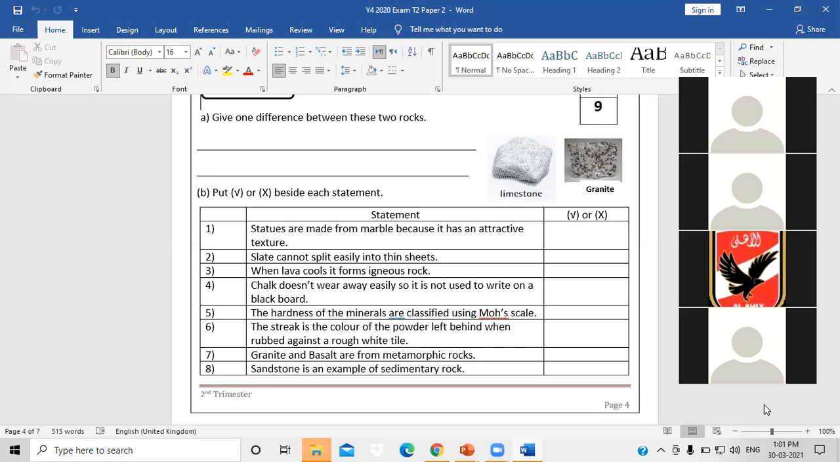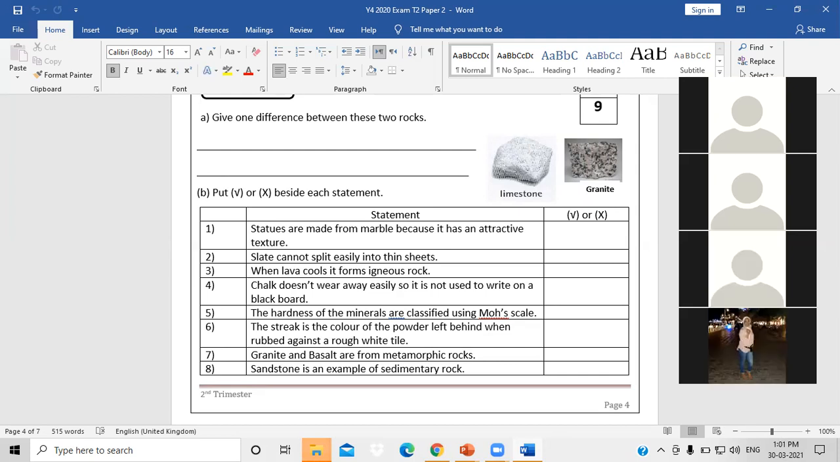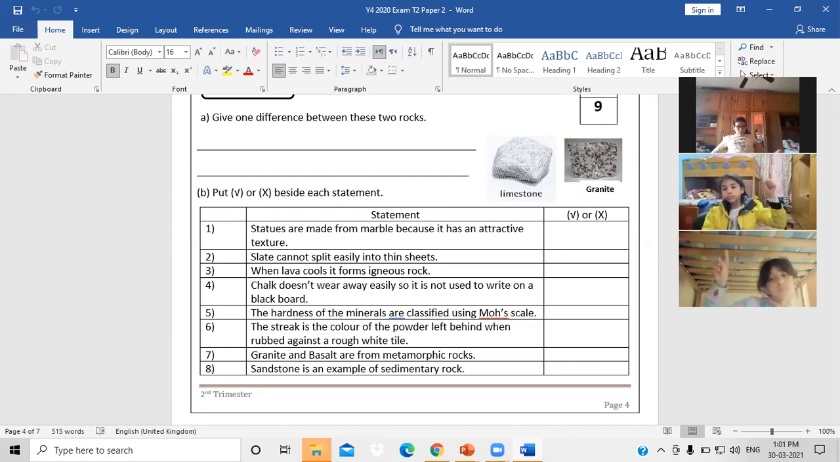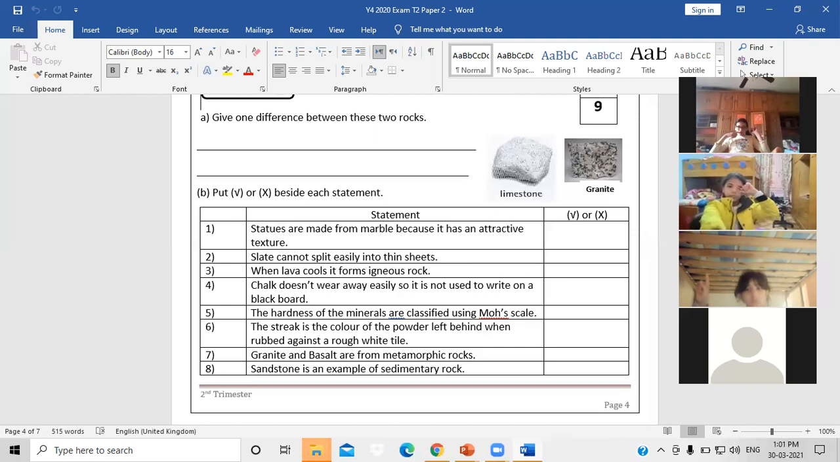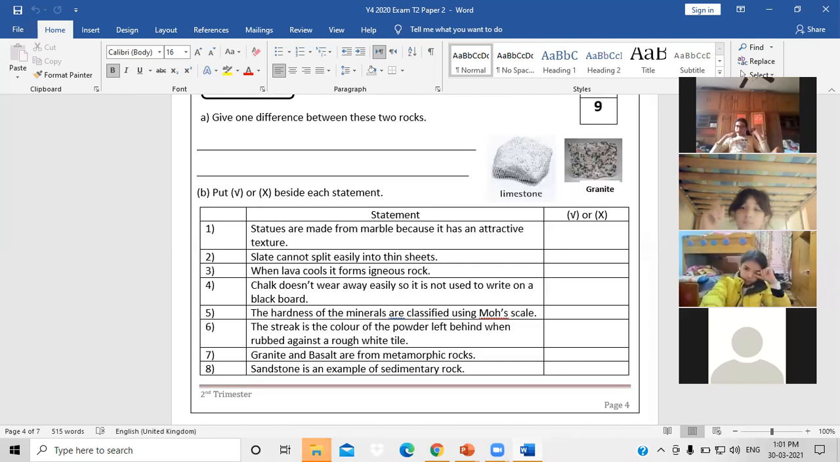Okay? Next is put true or false, tick or cross beside each statement. Number one, statues are made from marble because it has an attractive texture. I will pick someone to answer the whole question, all right? Ruqayya, do you want to answer the question? No, I want to answer. Okay, Ruqayya, start answering. Statues are made from marble because it has an attractive texture.